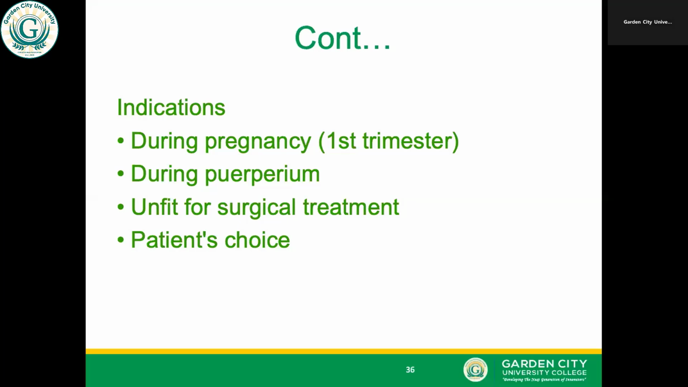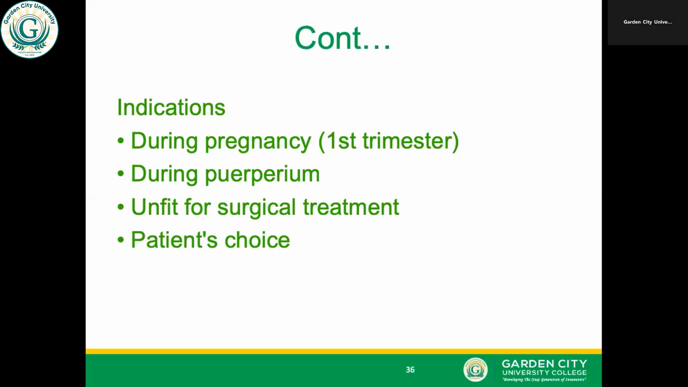Then the indications. During pregnancy, that's the first trimester, if there is a prolapse, then in that case you use the pessary. And during puerperium too, you can use the pessary, but if it's unresolved, then you go in for surgery. Or if the client is unfit for the treatment. But this is still the client's choice.